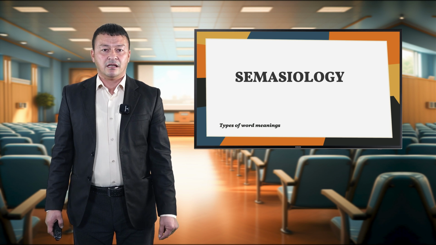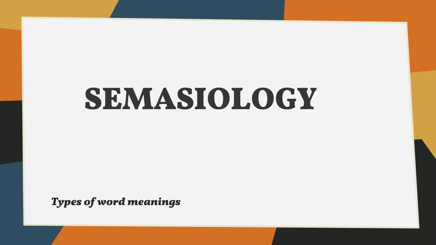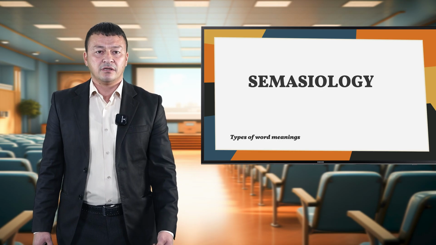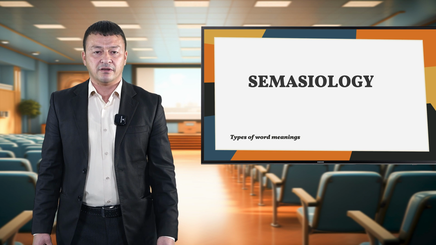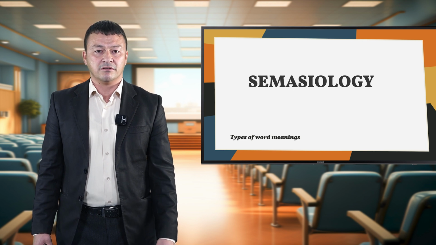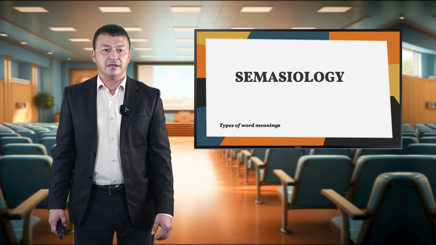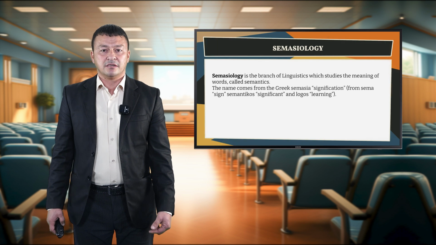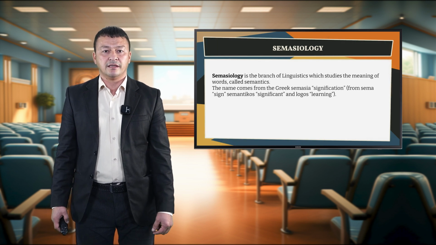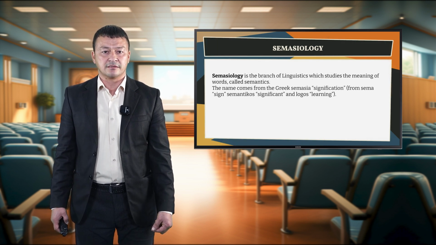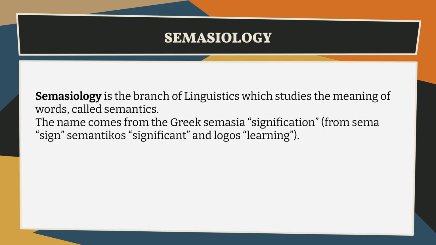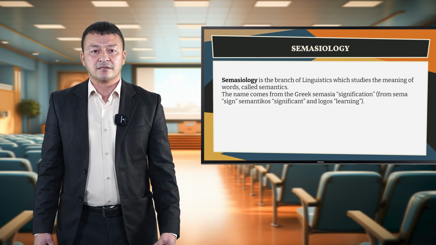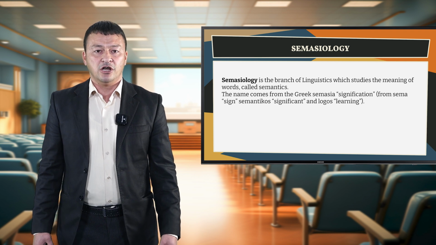As you know, lexicology deals with the scientific study of words, and it has some subdivisions like word formation, semasiology, etymology, phraseology, and lexicography. Today we're going to talk about semasiology and the types of word meanings. As it's known, semasiology is the branch of linguistics which studies the meaning of words, called semantics. The name comes from the Greek semasia, signification, from sema, sign, or semantikos, significant, and logos, learning.